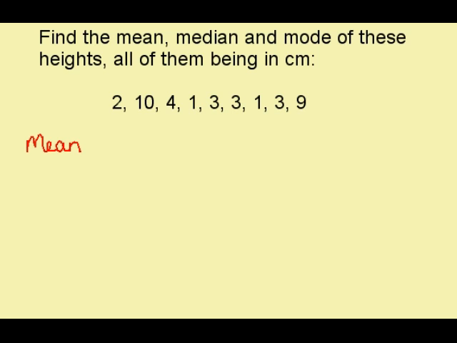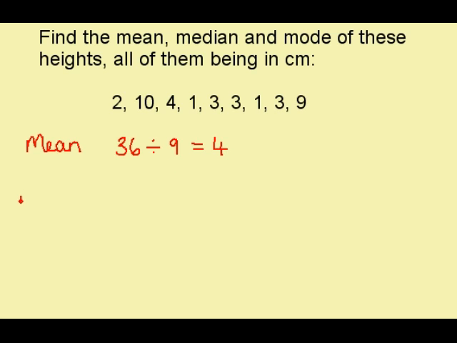To do this, I add the numbers up, and these add up to 36, and then divide by how many there are. 1, 2, 3, 4, 5, 6, 7, 8, 9. 36 divided by 9 is 4, so the mean is 4. If you're doing this on a calculator, remember to press equals after you've added them up and then divide by 9.